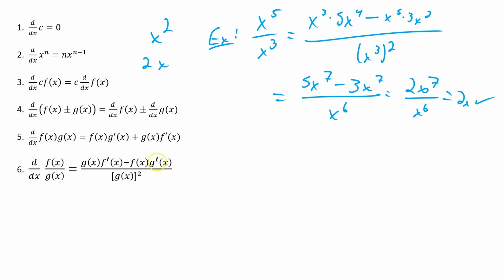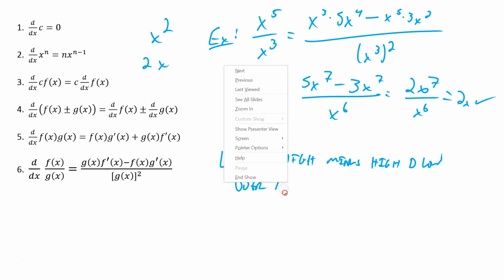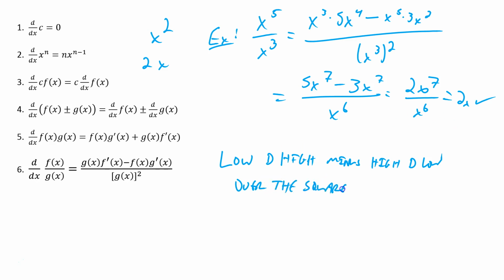Your book says something ridiculous for this. I'll tell you what it says in a second, but the way that I say it is, and this is worth writing down, seriously, write this down: low d high minus high d low over the square of low we go. So I would encourage you to say this as often as you can because it will make you never forget it. Low d high minus high d low over the square of low we go.